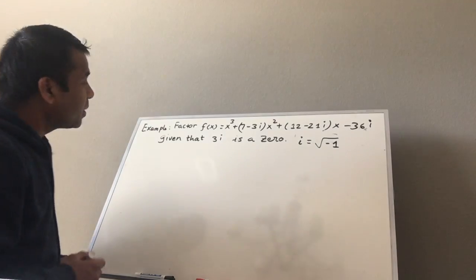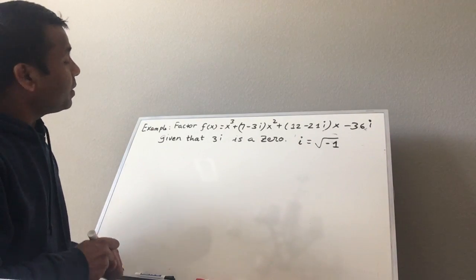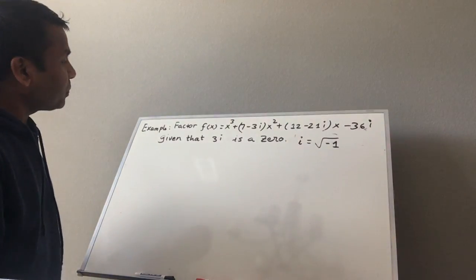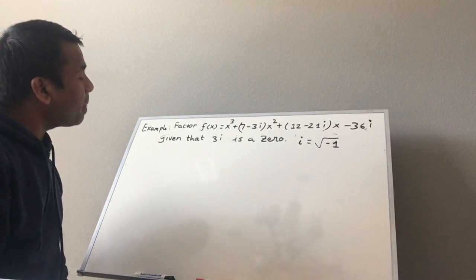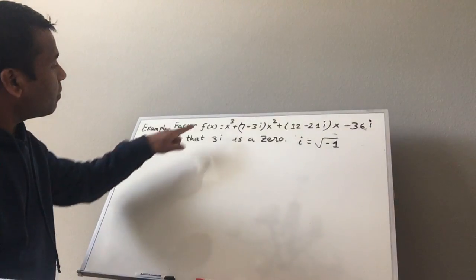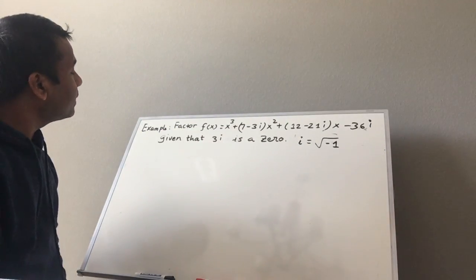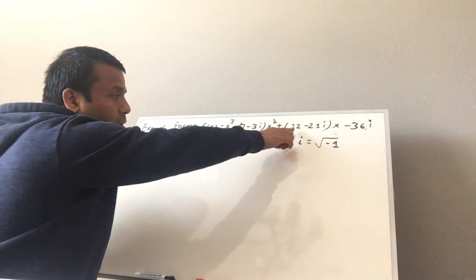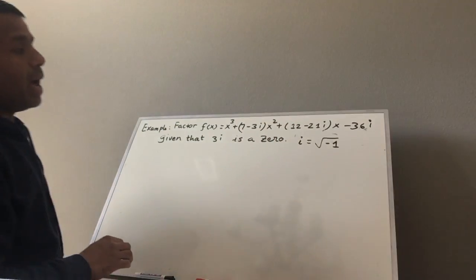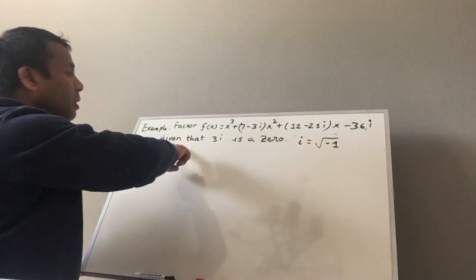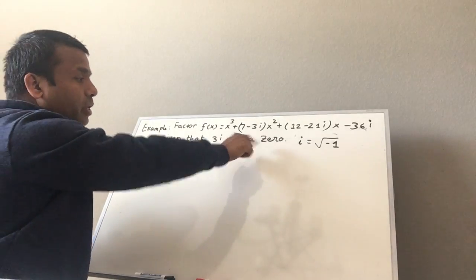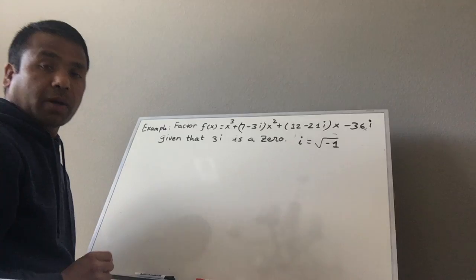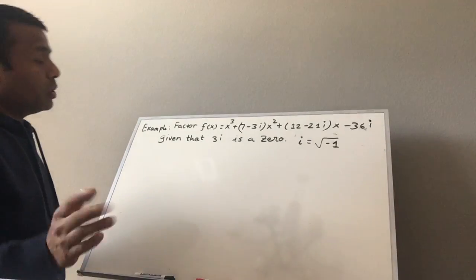Hi guys. So last time we discussed the factor theorem, and today we are going to factor this polynomial x cubed plus (7 minus 3i)x squared plus (12 minus 21i)x minus 36i, given that 3i is a zero. By the way, this i is an imaginary number, the square root of -1. You guys know that.